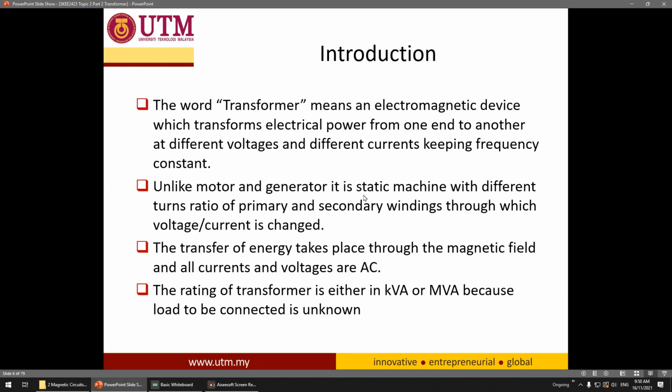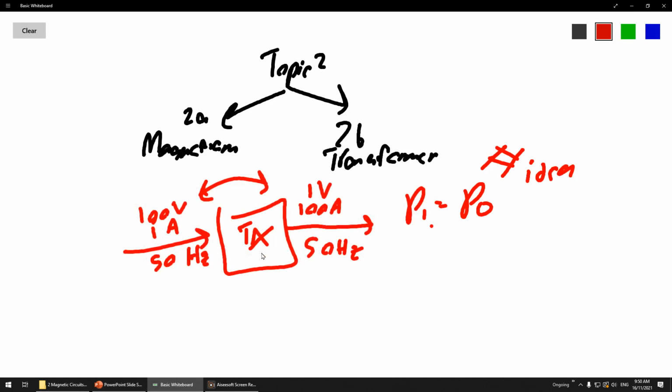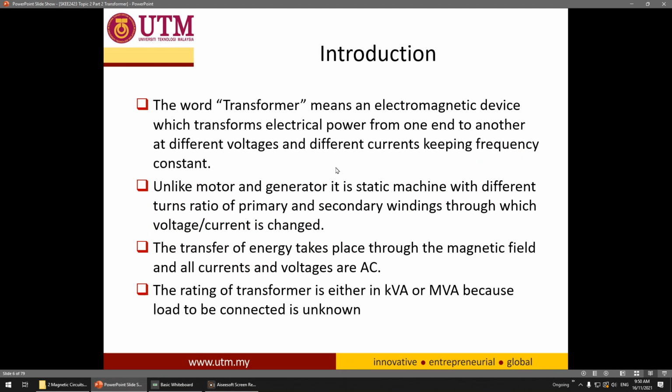Unlike motor and generator, it is a static machine with different turn ratio in the primary and secondary winding, through which voltage and current change. So for this part, you can see here, transformer doesn't have moving part. It's a fixed static device. Okay, for motor and generator you have spinning part, but for transformer you don't have spinning part. The transfer of energy takes place through the magnetic field, and all current and voltage are AC.